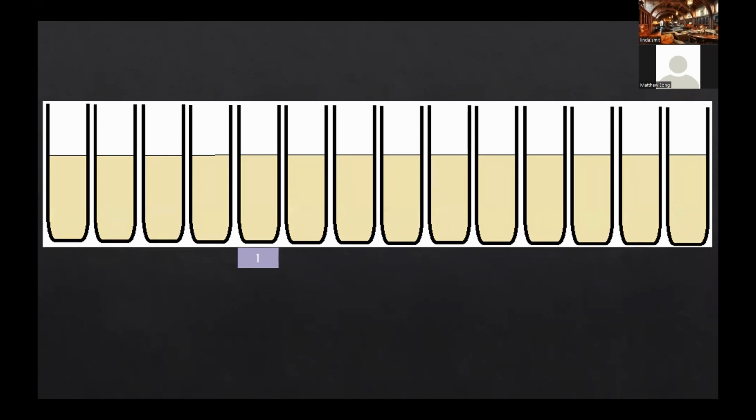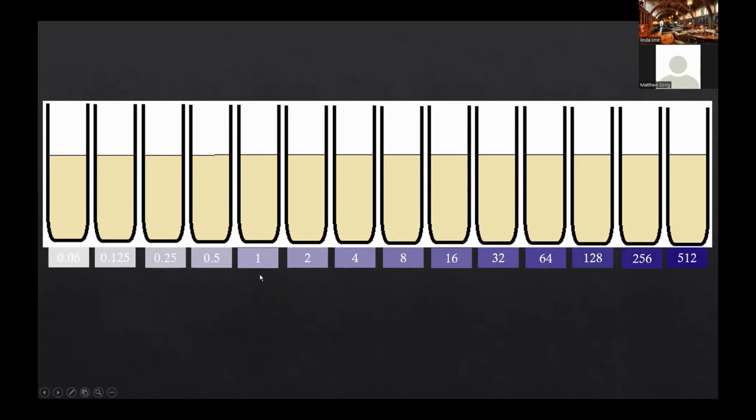You've got a bunch of tubes here with broth in them, and they're going to have different concentrations of antibiotic in them. So whatever antibiotic we're talking about here, let's say this is ampicillin. The way to think about it is that we have 1 microgram per mL, and then you go by convention in twofold dilutions, or a twofold increase. So you're going to go 1, 2, 4, 8, 16, and so on. So it's always done in this twofold dilution scheme.